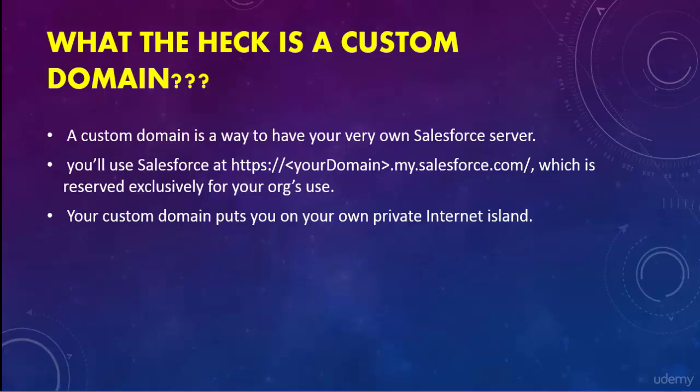So instead of saying nag30.mysalesforce.com, the generic URL which everyone uses, you can have your custom URL saying mytutorialrack.com.salesforce.com or deepikakhanna.mice.salesforce.com. So you can have your own Salesforce server. It feels like you have your own Salesforce server. And your custom domain also gives you your own private internet island. So it's better to have a custom domain, and it is one of the most important things that you need before working with the Lightning components.